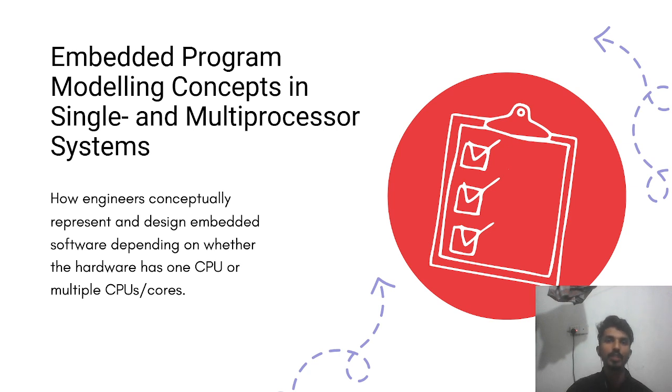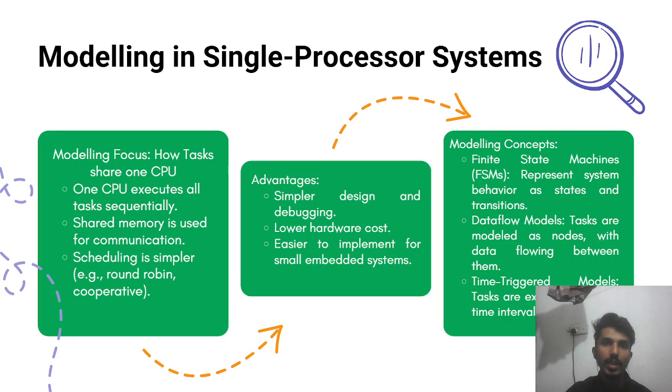Now we talk about embedded program modeling concepts in single and multiprocessor systems. Here we talk about how engineers conceptually represent and design embedded software depending on whether the hardware has one CPU or multiple CPUs. So it is basically how we design our embedded system for a single processor system or multiprocessor system. So, modeling in a single processor system.